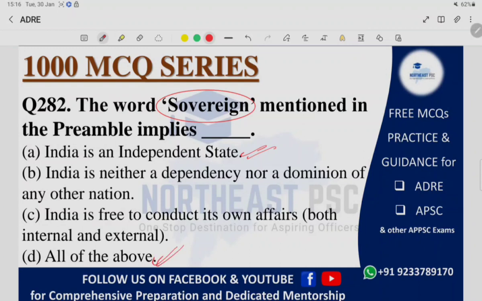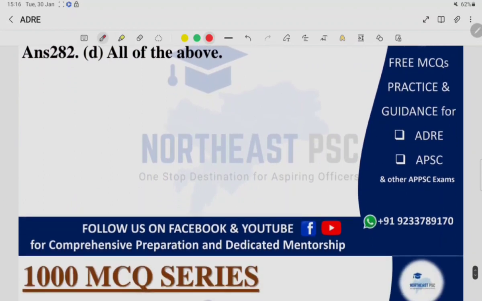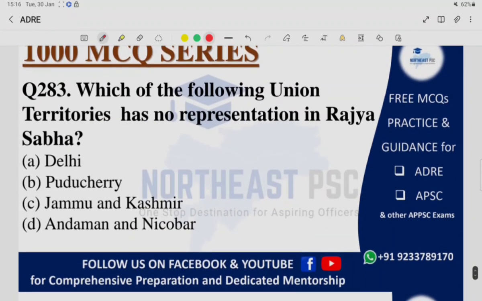The answer would be D, D would be the correct answer. A sovereign country has the power, authority, independence and autonomy to do all these things. So it will be D, that is all of the above. Moving to question number 3.